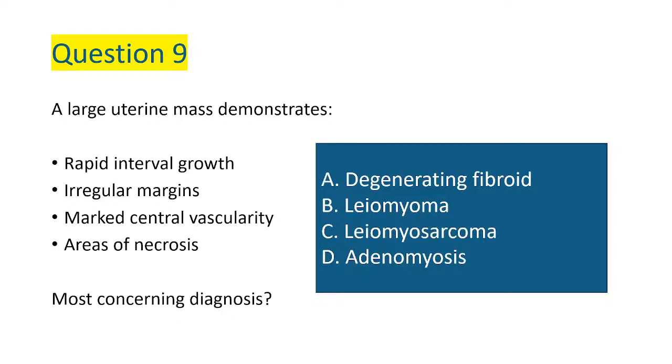So that is now a cancer. So a fibroid can transform into a cancer. When that happens, it's now called a leiomyosarcoma. So the correct answer for this question is leiomyosarcoma.